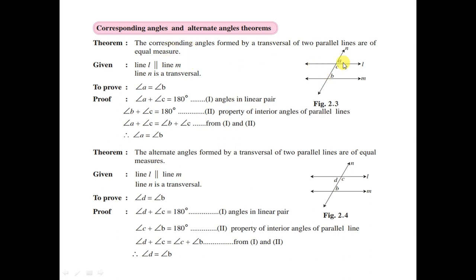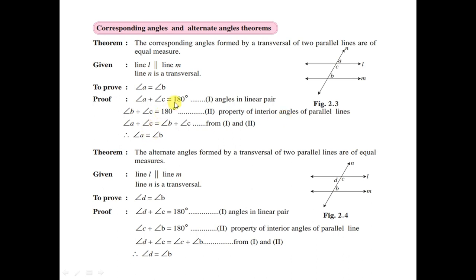Line L is parallel to line M, it's given to us, and line N is the transversal. We have to prove that the corresponding angle to A is B, correct? So angle A is congruent to angle B. Now let us consider first: angle A plus angle C is 180 degrees. It's a linear pair, and I discussed the linear pair last time when I was showing angles formed by parallel lines. Then angle B plus angle C is 180 degrees by the property of interior angles. We have seen the interior angles theorem.